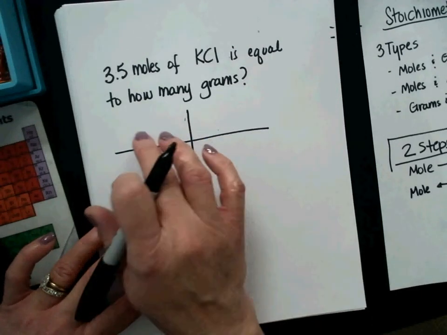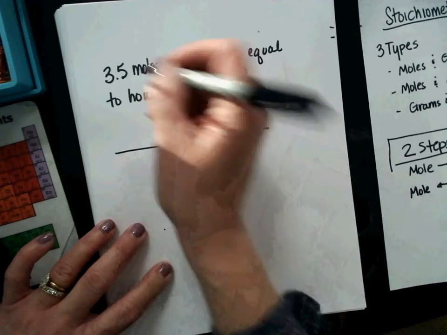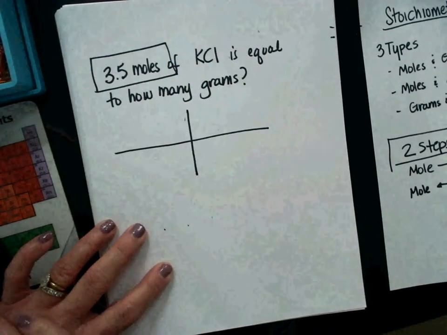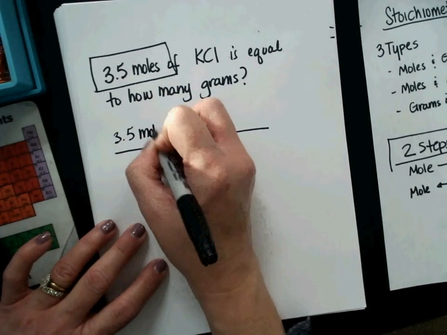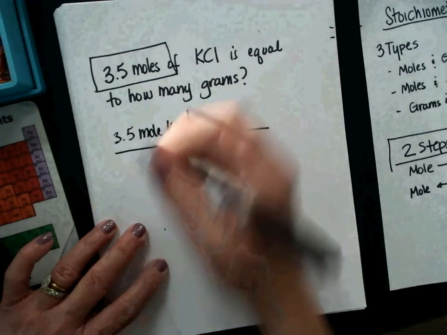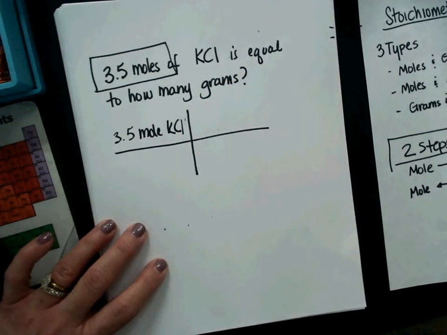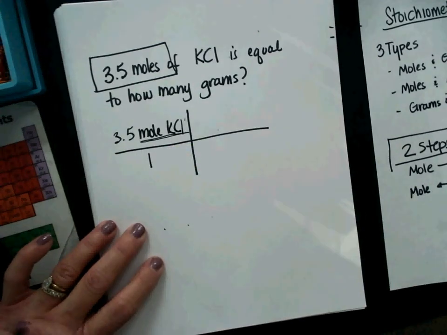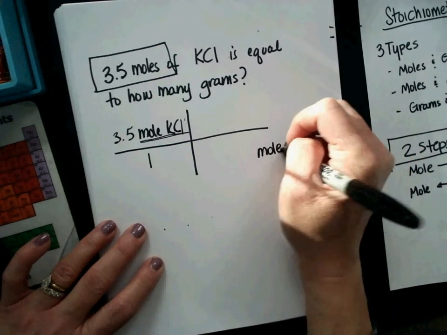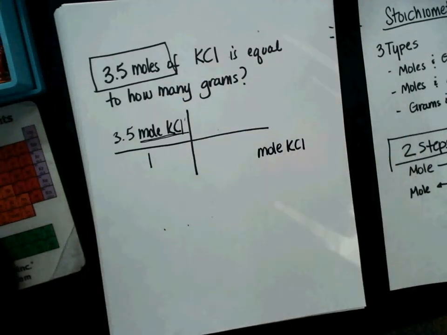This first box, this is really important. This first box never gets anything in it except for what you're given. So look in your problem for what you're given: 3.5 moles KCl, and it goes right there, always. And treat it like it's over 1. Then I look at my units, moles, and I know those are the units that I want down below because they have to cancel each other out.